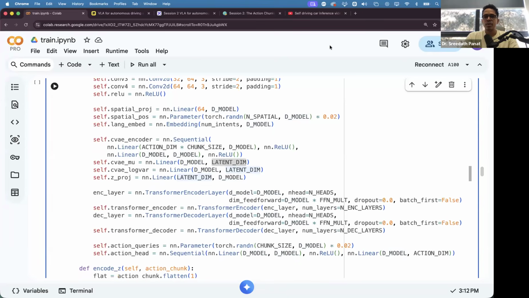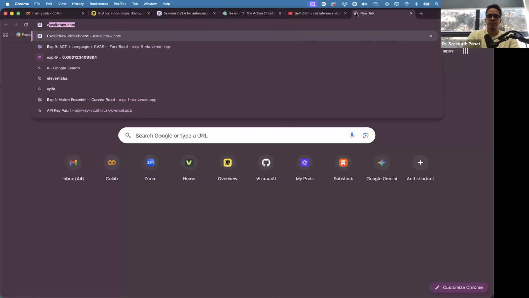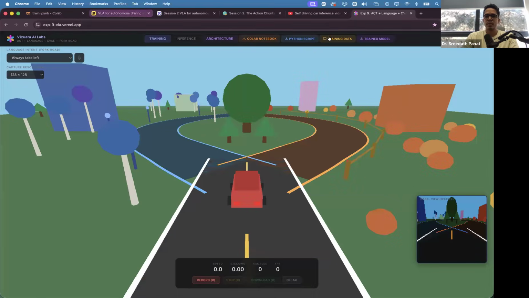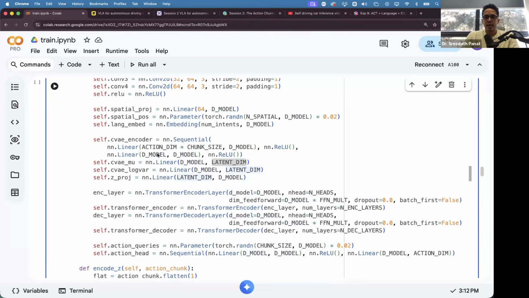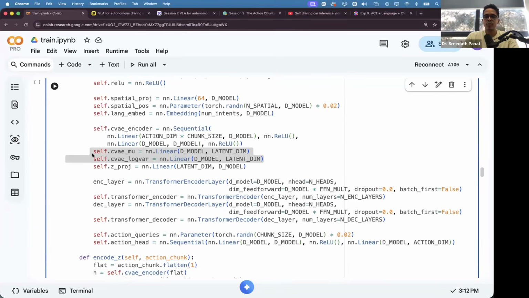I already shared the code with you. The code is here, in EXP9 VLA. If you click this Colab notebook, you can download the code. So that is the conditional variational autoencoder latent dimension, and the CVAE logarithm of variance is also the same; it resides in the latent dimension only. These two parameters are predicted by the multi-layer perceptron, both residing in the latent space. Then Z project is you projecting whatever you pick from this space from the latent dimension, 16, to 64 dimensions.